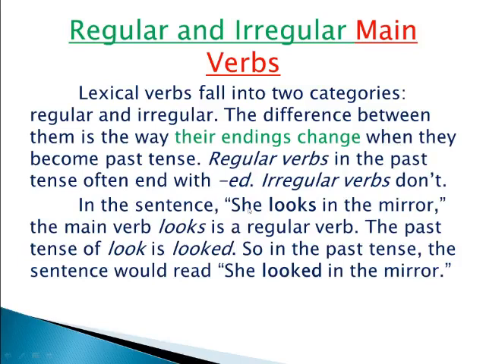In the sentence, she looks in the mirror, you see here looks. The main verb is looks. What is the past of look? Looked is a regular verb. The past tense of look is looked. So in the past tense, the sentence would read, she looked in the mirror. Here, just by adding ed, we made the past tense of the word look. So this type of verb is known as a regular verb.